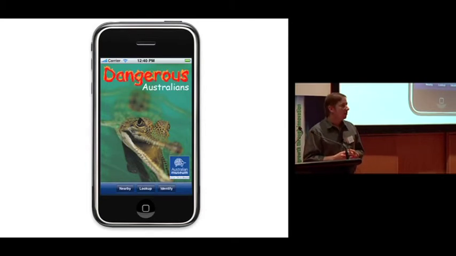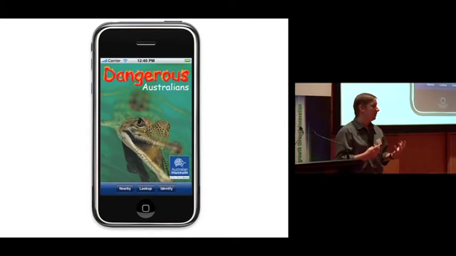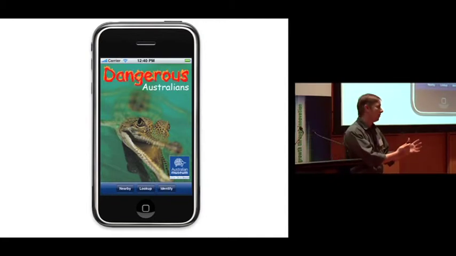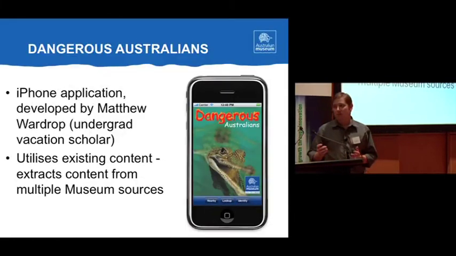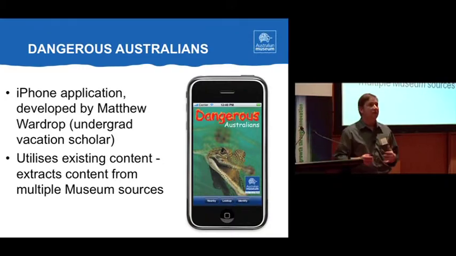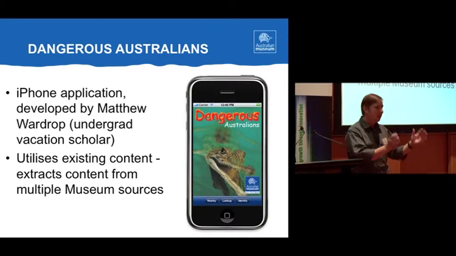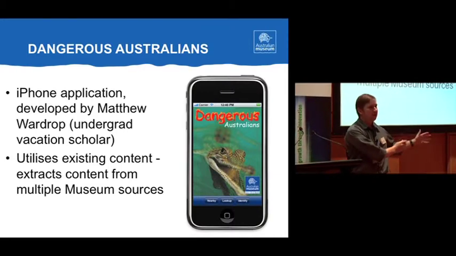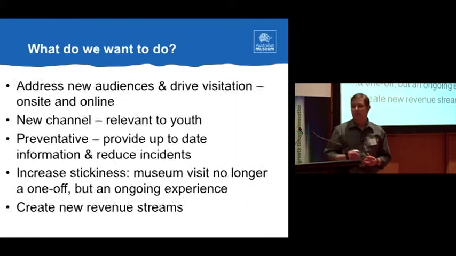One of the things we wanted to do with this project was to explore how our existing information could be applied to a different format. We've never actually developed an iPhone app for the museum before. So one of the first things we did was to explore, here's something we know we've got information on, we know we've got audience interest in it, let's see what we can do with it. And so Matthew, one of the undergraduate scholars, took this on, and the challenge was very simple. The brief was, iPhone app, dangerous Australians, using our existing information without us needing to create new information for that.